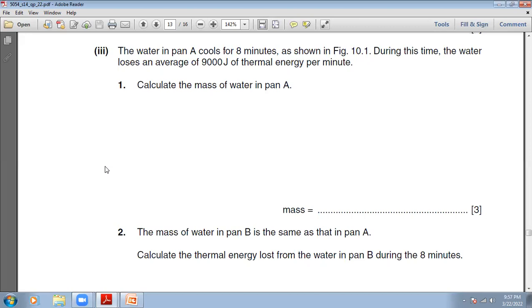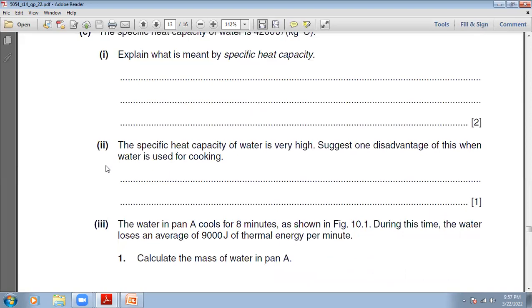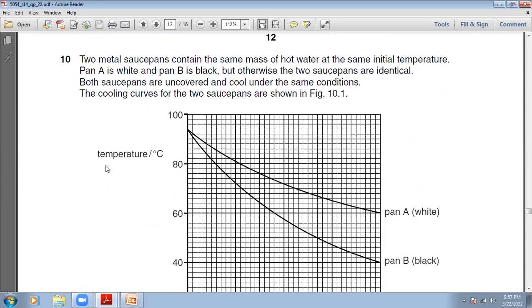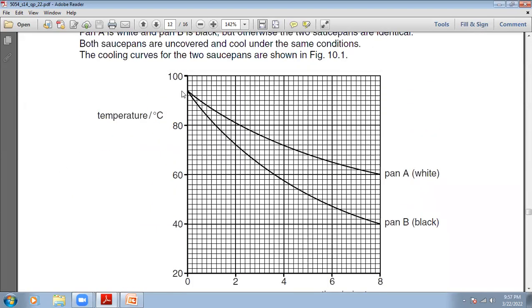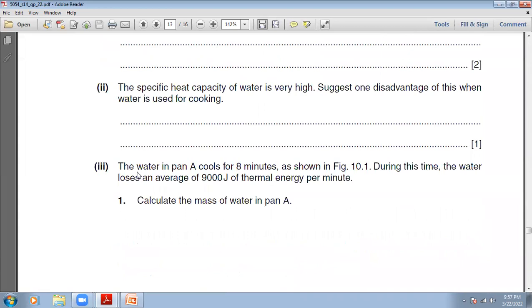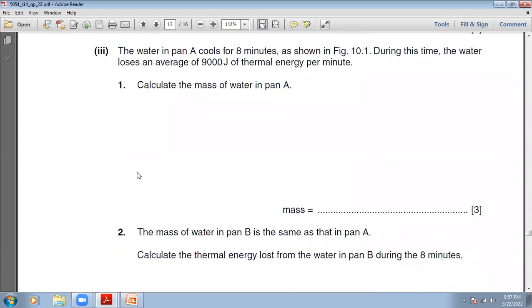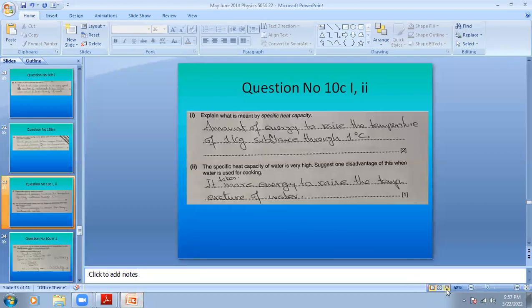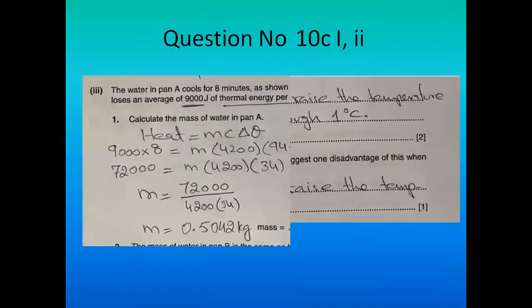And we know the temperature drop in pan A. From where do I know the temperature drop in pan A? The temperature of the pan dropped from 94 to 60. So I know the change in the temperature of pan A, and I can calculate the mass of the water. Okay, so very simple question. Let's see this.